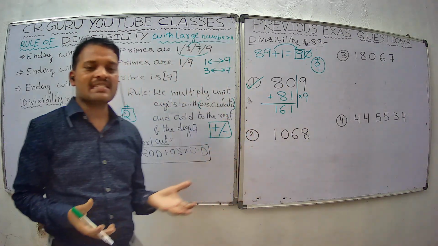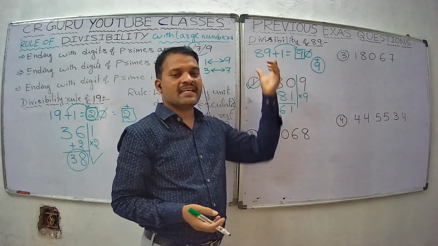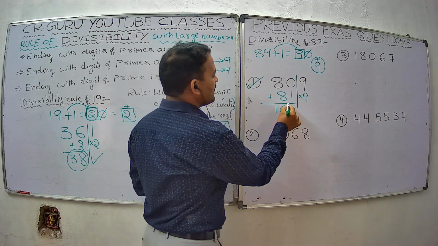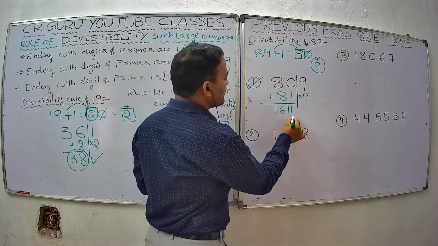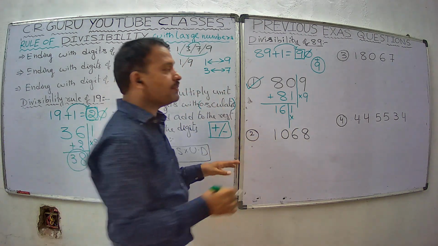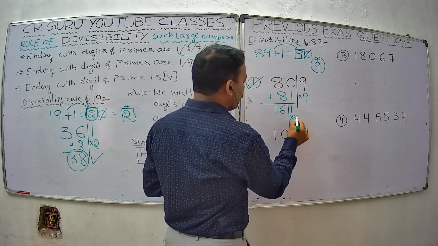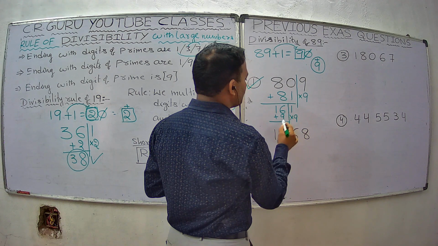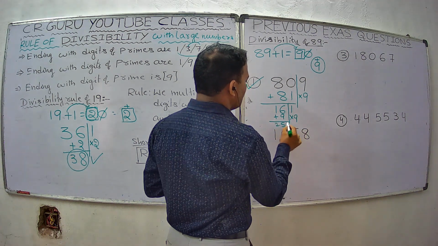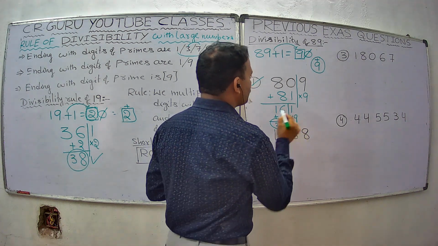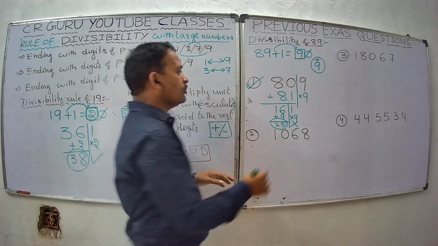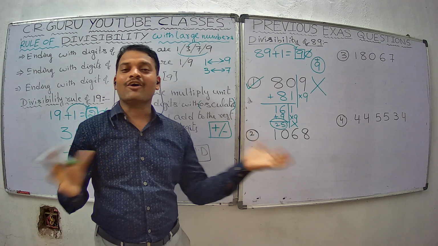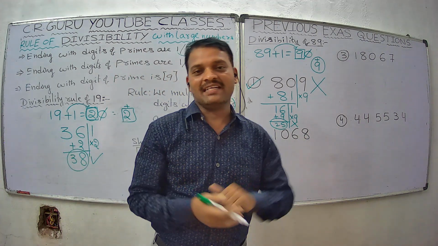So whether 161 is divisible by 89 or not, we don't know. So again, the same process you can apply here also. Unit digit segregate and multiplied by the oscillator. So 9 ones are how much? 9. 16 plus 9 is how much? 25. This 25 is not divisible by 89. So this 809 is also not divisible by 89, my dear friends.